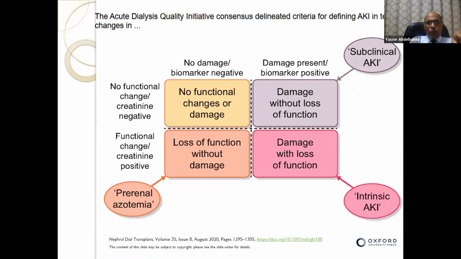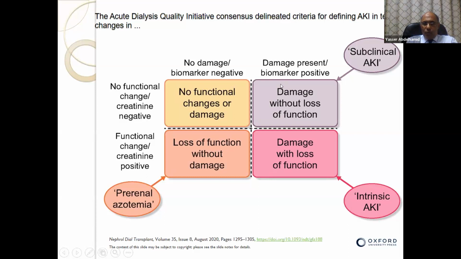This diagram can show where we are sitting in the case of kidney injury. Biomarker negative, no damage. Negative biomarker, no functional change, we are intact. No damage, negative biomarker, while there is still functional change, it is only loss of function without damage, which is called pre-renal azotemia.